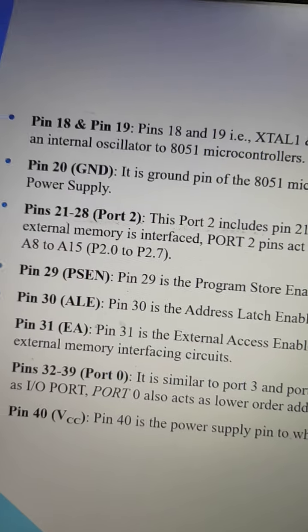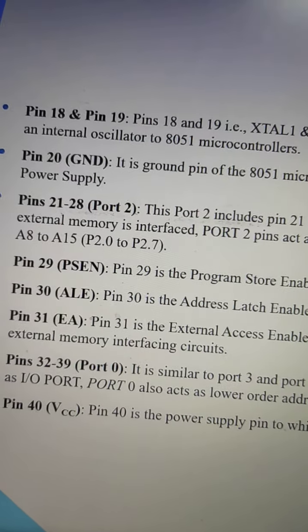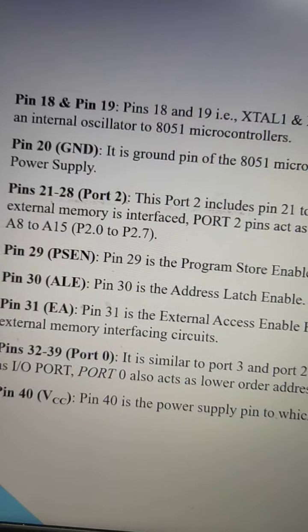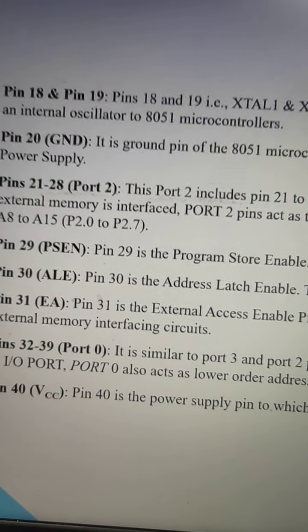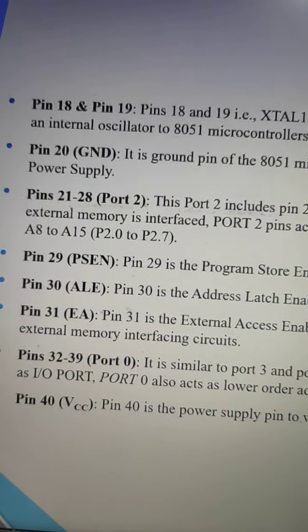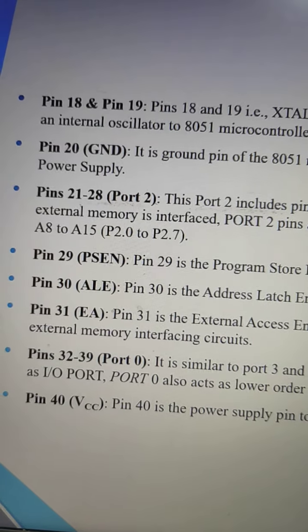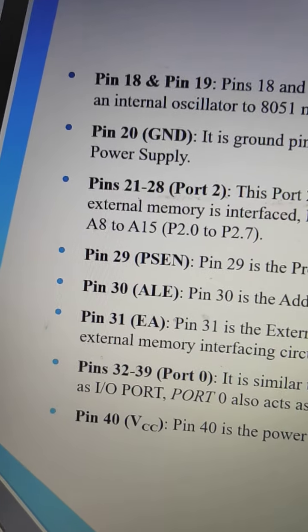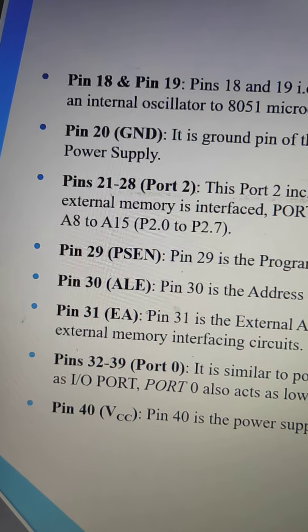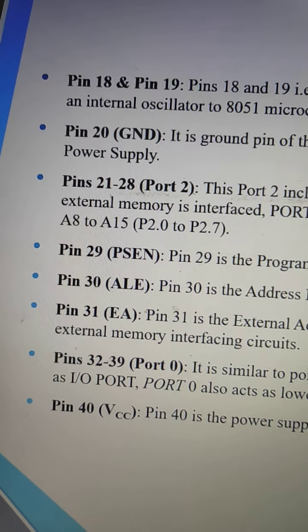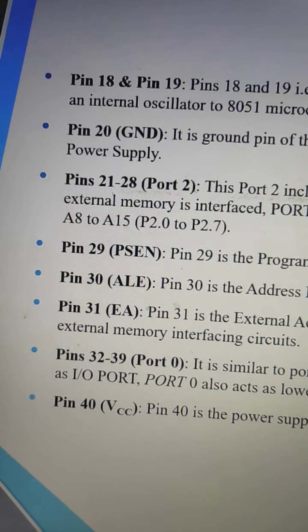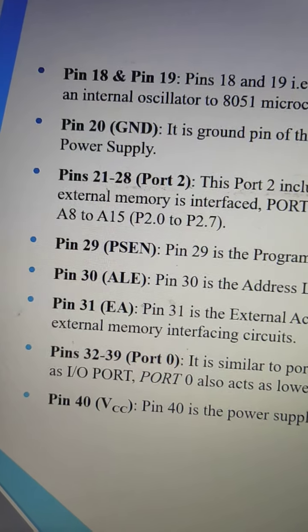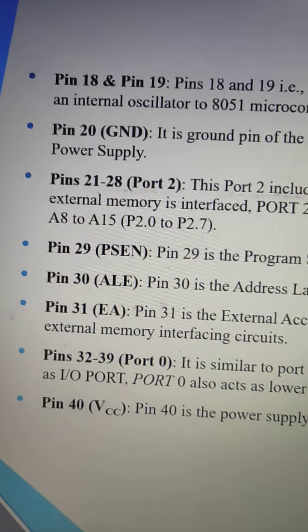Okay, this pin 29, that is PSEN here, is nothing but program store enable. This pin is used for enabling the external program memory. Whereas pin 30 is address latch enable, ALE. This pin is active for a high output signal. Whenever you have a high output signal, this pin will be in an active state.